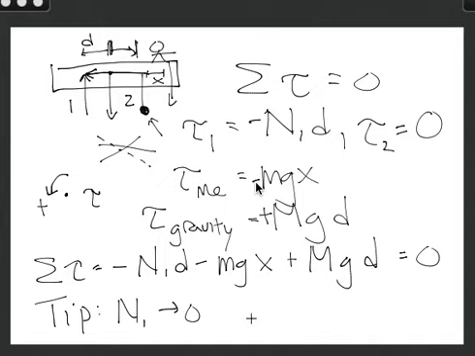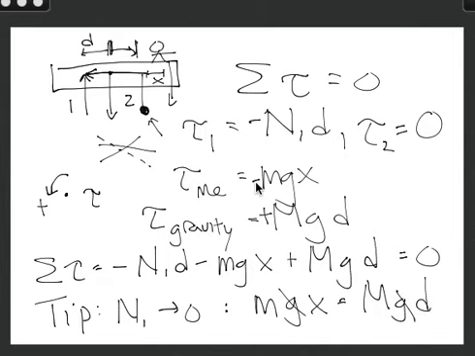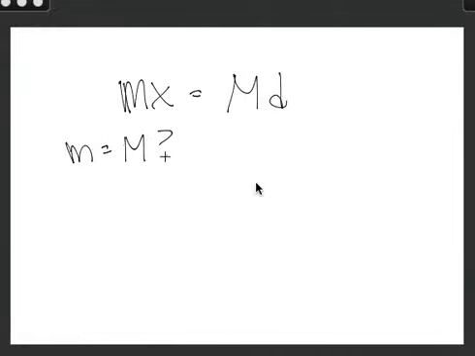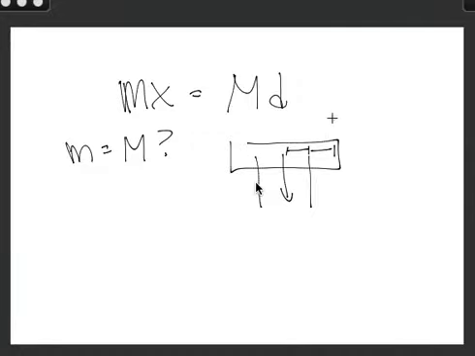Okay, so that means that m, and we'll cancel out the g's, x is equal to capital M d. And that's the answer. And what it basically says is that mx has to be equal to Md. So if m equals M, that means that where you can sit, since gravity's pulling this way, is on an equal distance on the other side from the center of gravity.